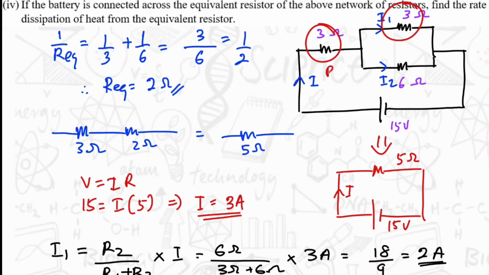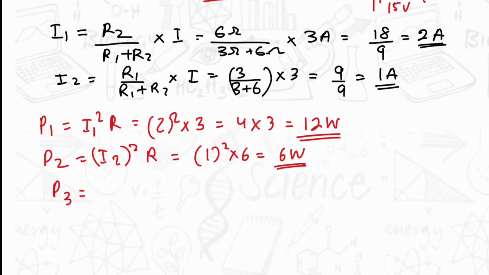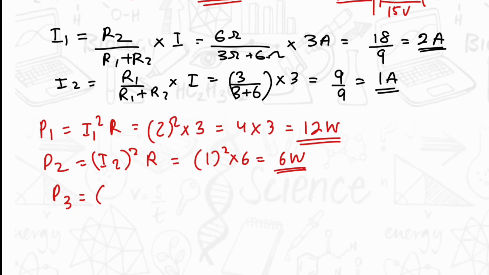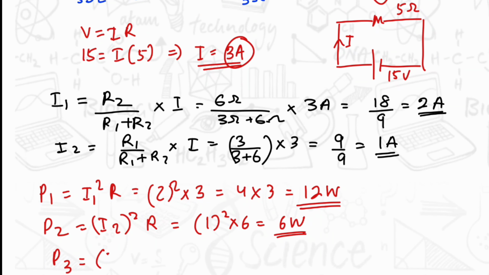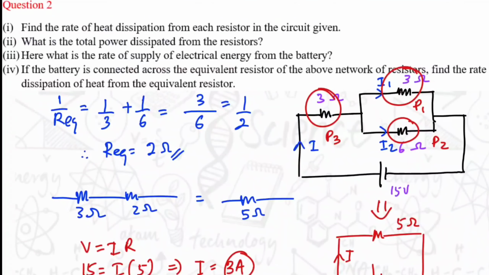this one. So this is P3, and this is P1, and this is P2. So the resistance is 3. So the current is 3. So that will be 3 squared times 3. And we get 27 watts. So those are the rates of heat dissipation from each resistor in the circuit given.